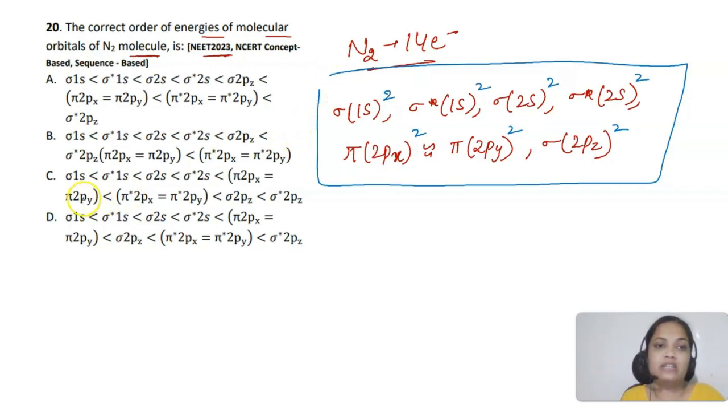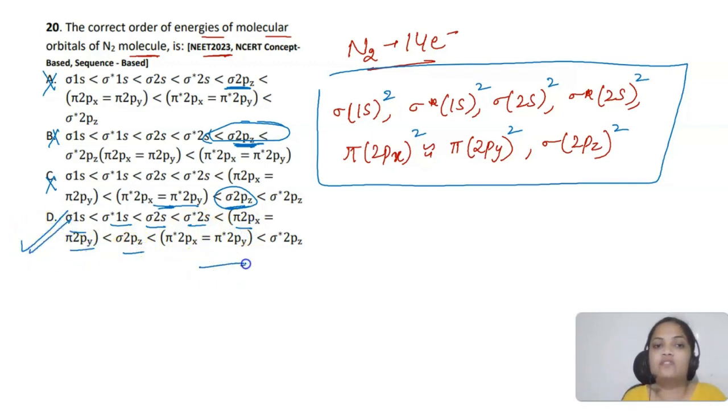Now you can find out the right answer. So sigma 1s, sigma star 1s, then sigma 2s, sigma star 2s. So this is not right because here sigma 2pz is coming first. Okay. So here also this is not right because sigma 2pz is coming after the anti-bonding. This is also wrong. This is also wrong. I think fourth one is correct. No. Here also sigma 2pz is coming first. This is wrong. So sigma 1s, sigma star 1s, sigma 2s, sigma star 2s, pi 2px, pi 2py, sigma 2pz. So this is the order. So the answer is going to be option D.